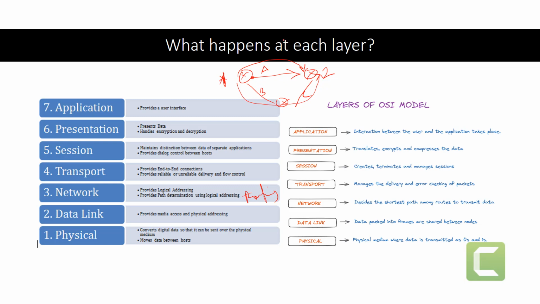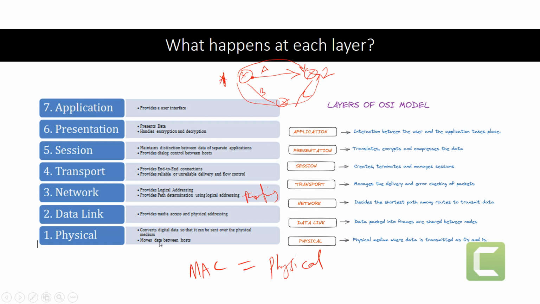The data link layer, this is where media access is provided. This is where physical addressing happens. MAC address, this is where MAC address is added to the packet. MAC address is also called physical address. So this is where it's added to the packet. And also, this is where data are packed into frames, and this is where the framing happens.